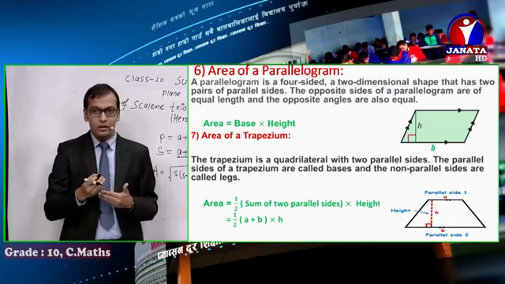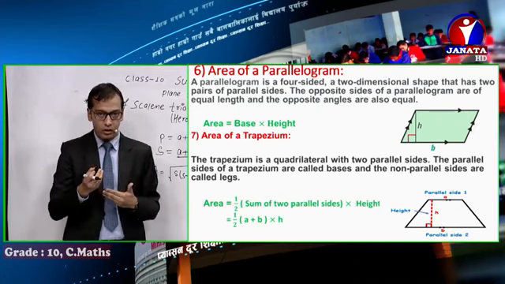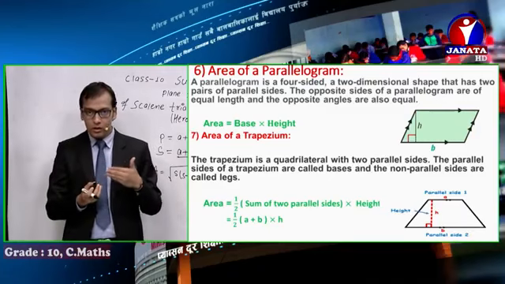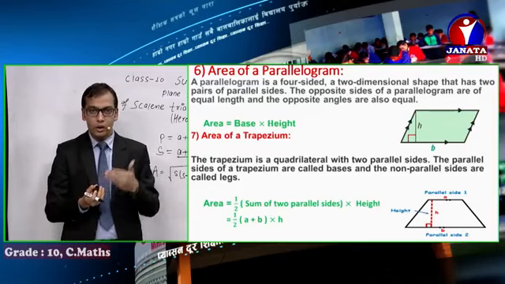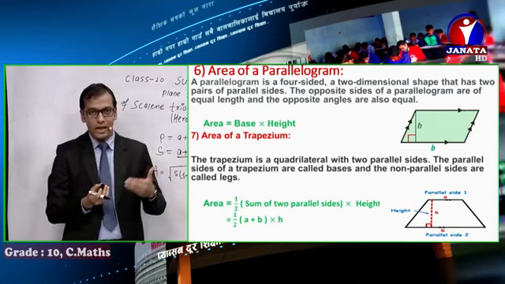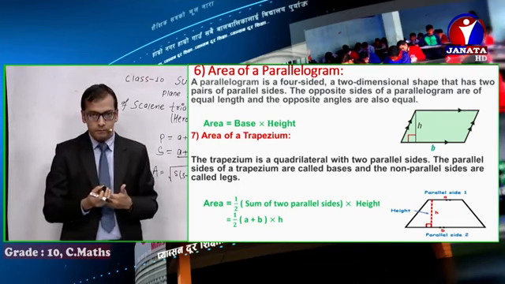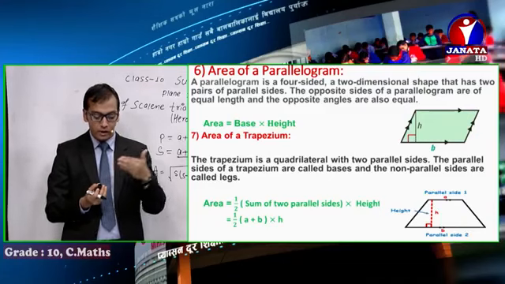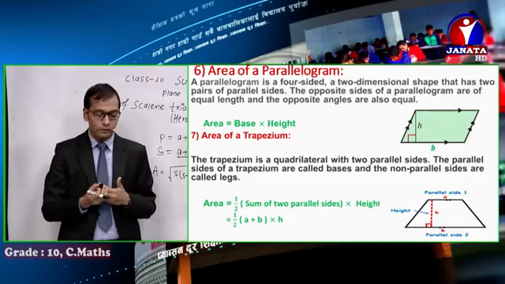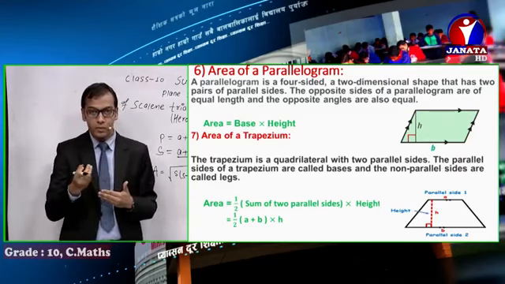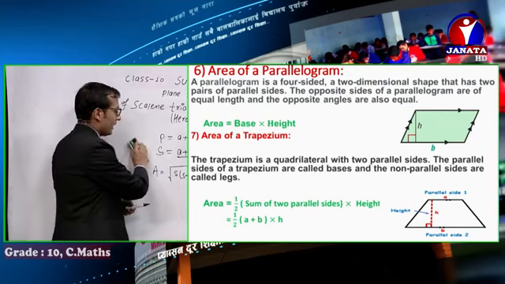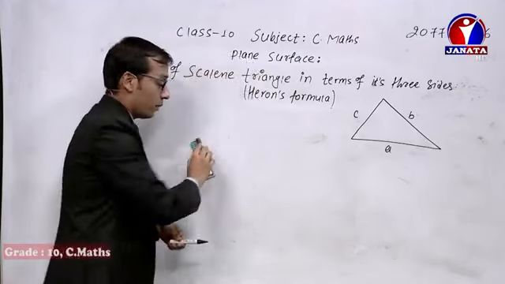We know what is a parallelogram, what is a trapezium. Let's look at the trapezium, the next plane figure. A trapezium is also a quadrilateral having one pair of sides parallel. We can see in the figure on the slide, base and top are parallel. I have denoted here parallel side 1 and parallel side 2. These two are called bases. The parallel sides of a trapezium are called bases and the non-parallel sides are called legs of the trapezium.